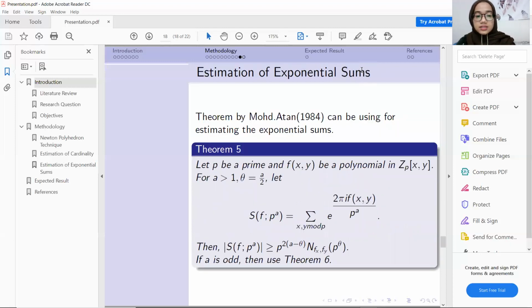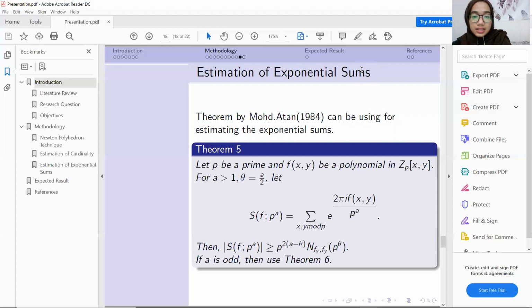Next is method 3, estimation of exponential sums. The theorem by Mohamad Aktan 1984 can be used to estimate the exponential sums. So the cardinality can be used to find the estimate for exponential sums associated with a polynomial of degree 11. We can see here in theorem 5, at the last sentence: if A is odd, then use theorem 6.